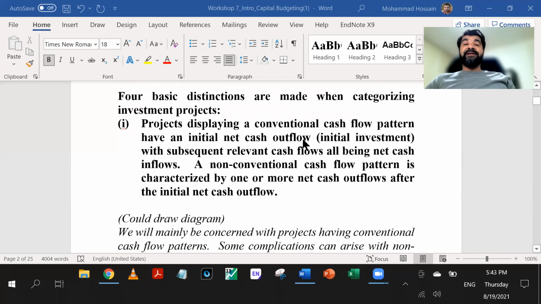What are these 4 different types? One of them is called a project displaying a conventional cash flow pattern. Another one is a non-conventional cash flow pattern.